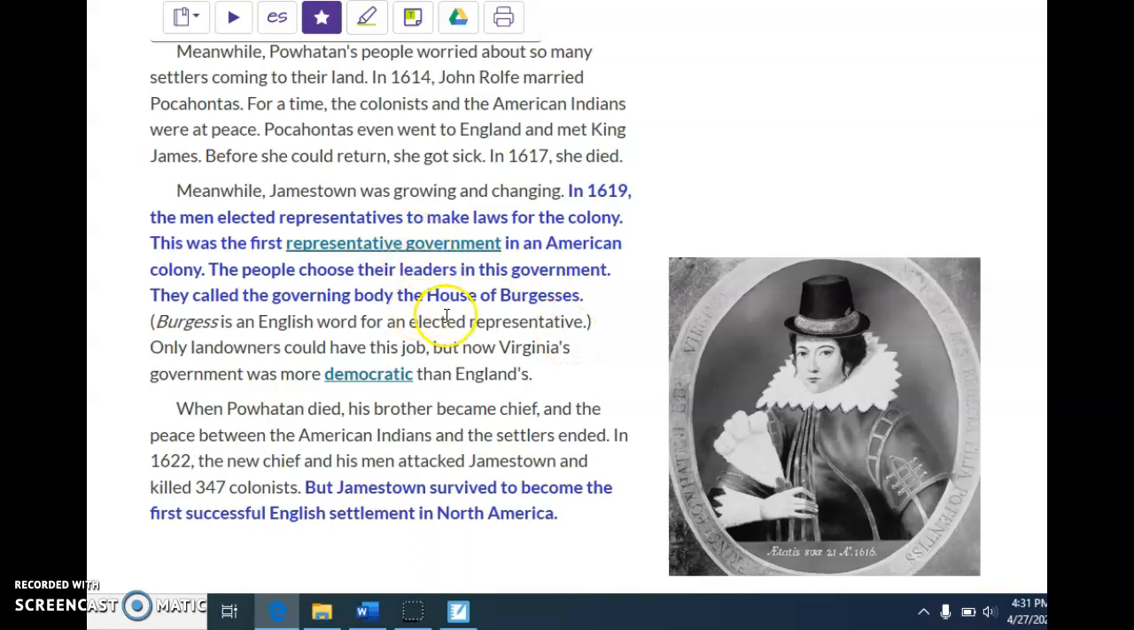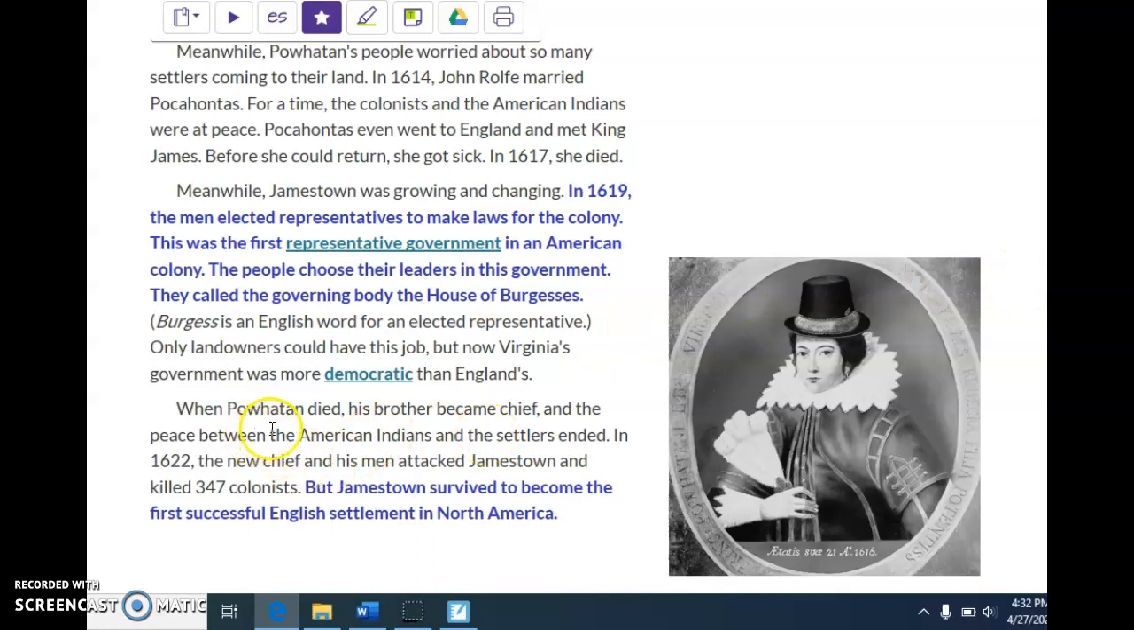So we've got a few vocab words in here for us. Only landowners could have the job, but now Virginia's government was more democratic than even in England. So keep an eye on that word landowner too, that you have to own land or own property to be able to vote. That's going to be a qualifier for a while.